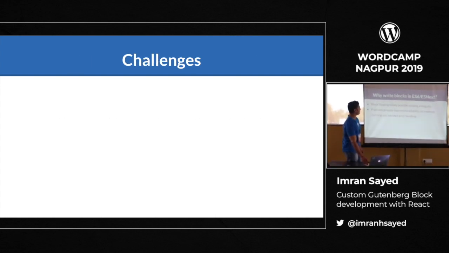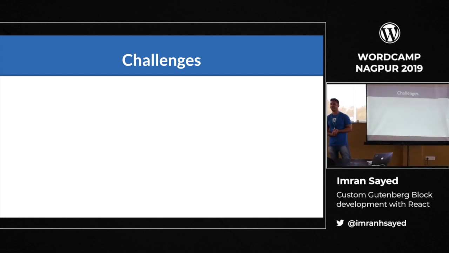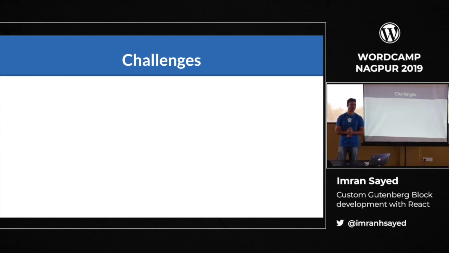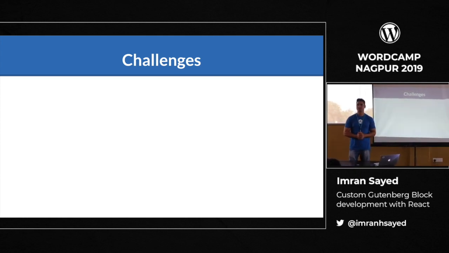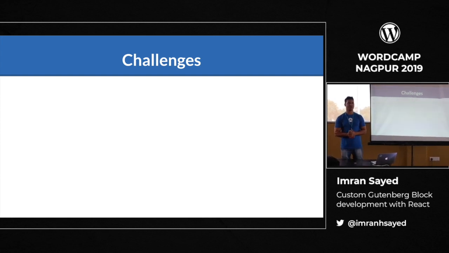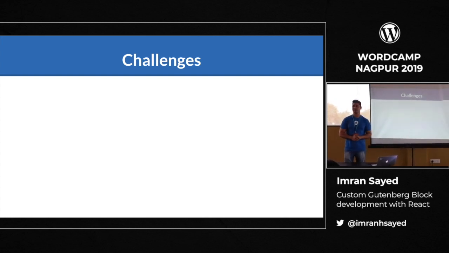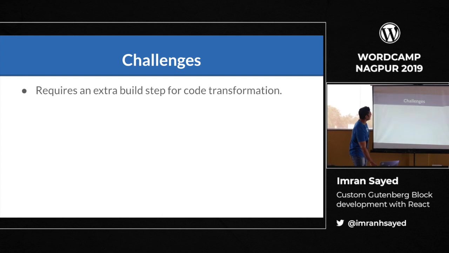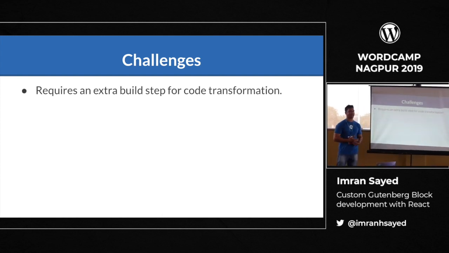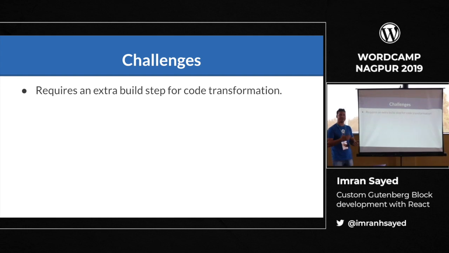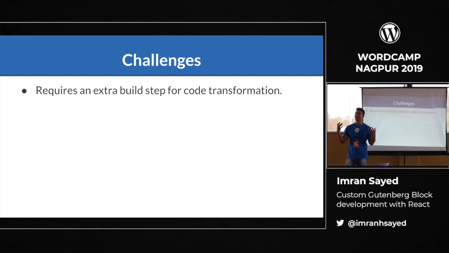Okay, we've already discussed all of this. So what challenges do you think we can face if we write our blocks in ES6? Compatibility. Okay, what do you mean by compatibility? Transpilation, absolutely. Do you think all browsers would understand ES6? No, right? So the challenge is, it requires an extra build step for code transformation. We need to convert our ES6 into code that all browsers can understand.